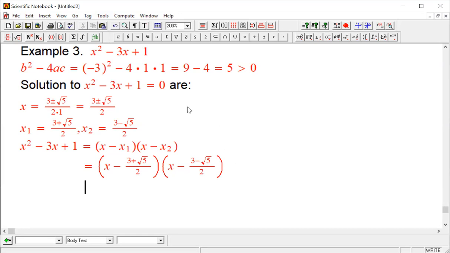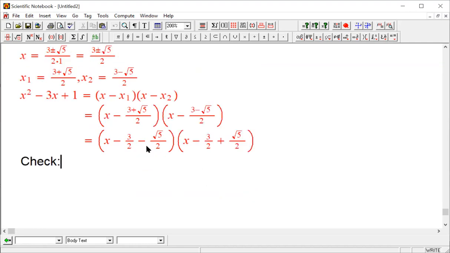Okay, let's organize our work. We will get x minus 3/2 minus square root of 5 over 2. And the other factor will be x minus 3/2 plus square root of 5 over 2. And we can check our work.